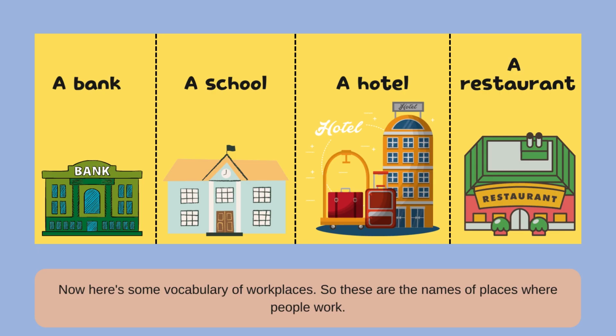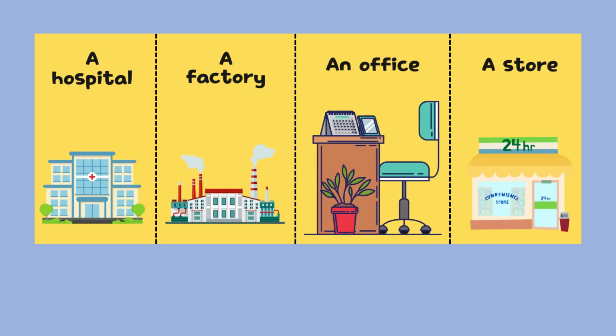Now here's some vocabulary of workplaces. These are the names of places where people work. A bank. A school. A hotel. A restaurant. A hospital. A factory. An office. A store.